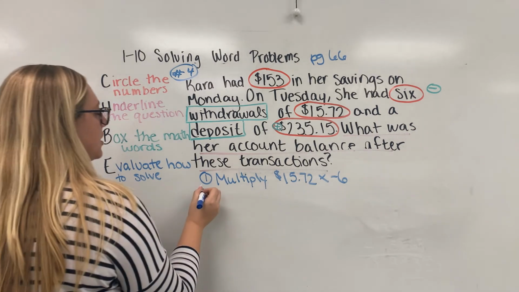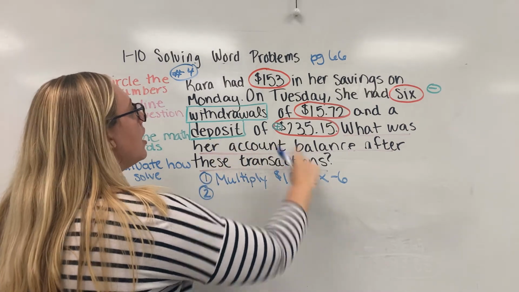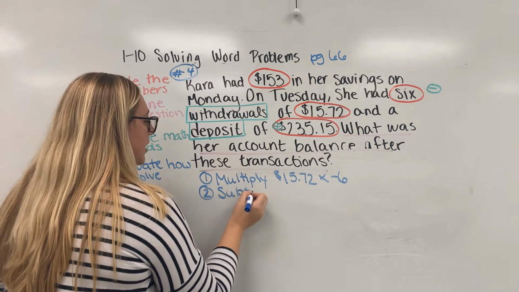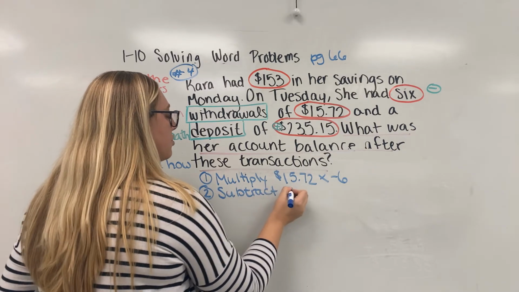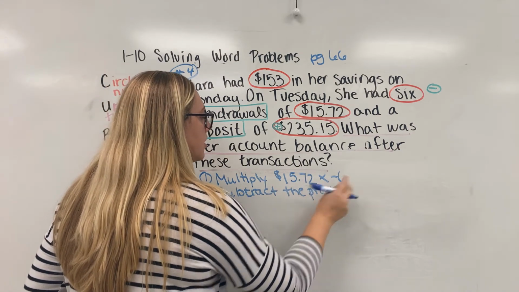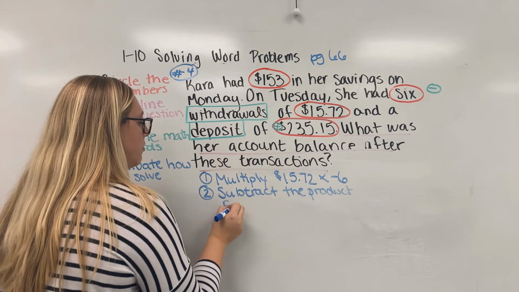After we know how much she's taking out, we want to find the difference between this number here and the amount of money she started with. So we're going to subtract for our second step. We're going to subtract the product, or the answer to this multiplication question. We're going to subtract the product from the 153.